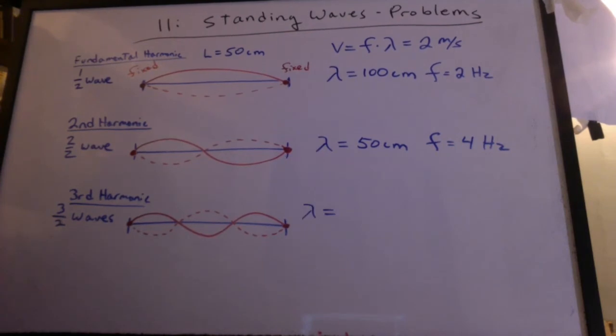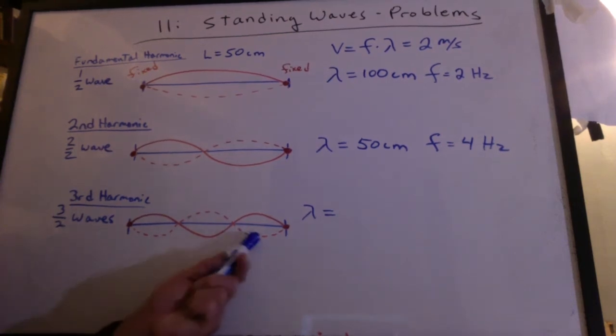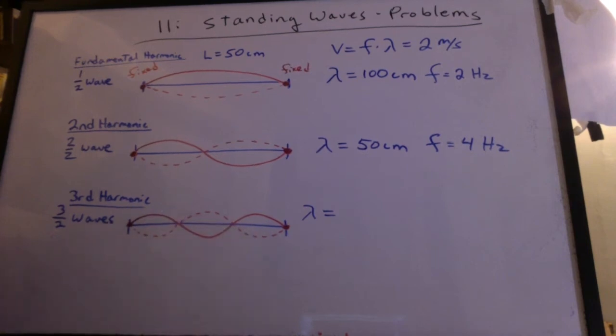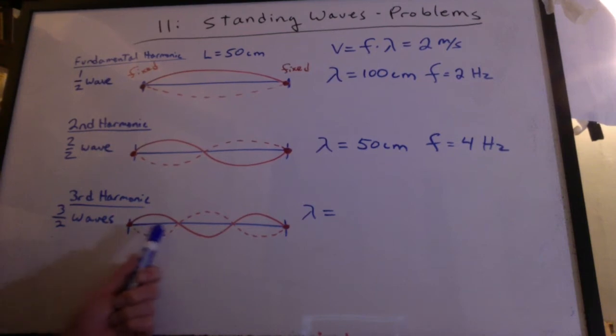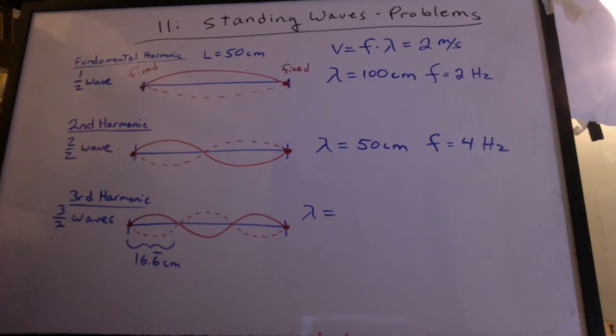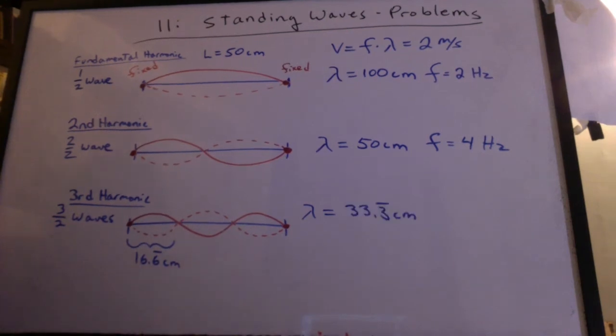Now, can you calculate the wavelength? Pause the video, try it first. Can you figure it out by looking at the picture? There's 3 half waves. This distance is 50 centimeters. How long is one of these half waves? Each one is 16.6 repeating centimeters, but we need 2 of them to get the wavelength. So it's 33 1/3 centimeters.